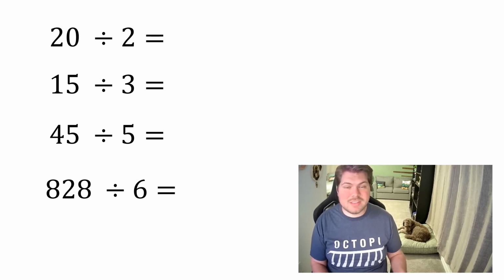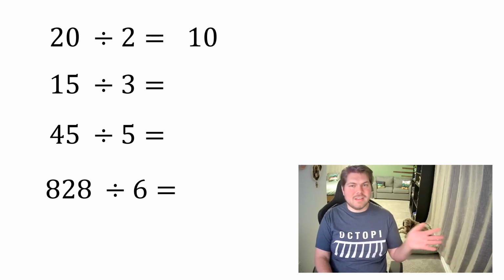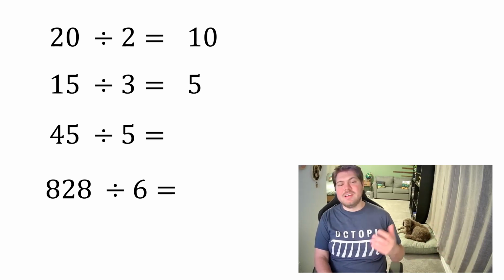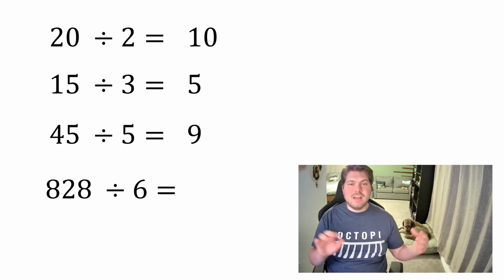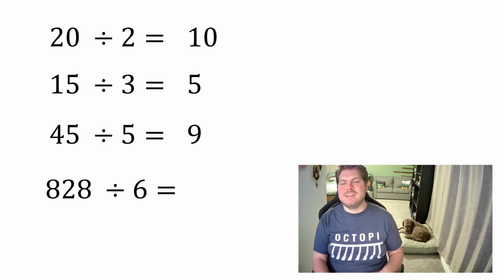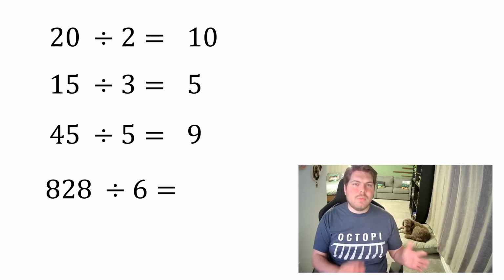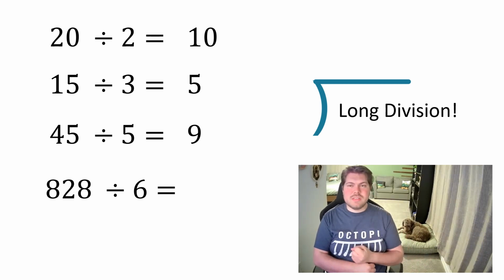So 20 divided by 2, 10. 15 divided by 3, 5. 45 divided by 5, 9. 828 divided by 6, say it with me. Actually, that might be a little more advanced for you. So whenever we have these bigger numbers, we can use what we call long division. And we are going to be using this with polynomials. So let's go over how this works.